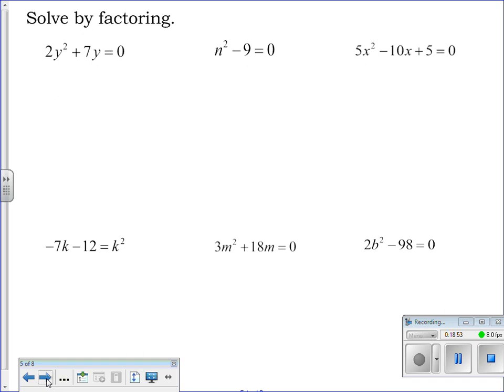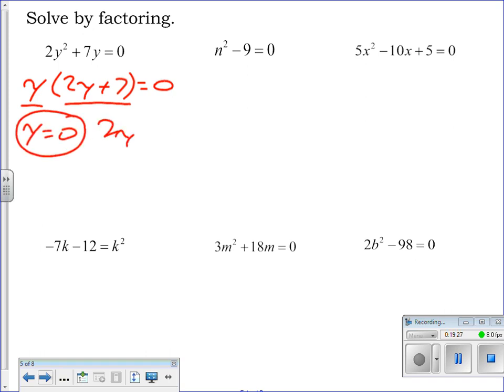Y. I get a y in every term. Factor out the common factor. Pull out a y. Y times 2y plus 7 equals 0, your greatest common factor. If you have a common factor of, let's say, y in every term, you have a variable in every term, pull it out first. And I do have 2 things to set equal to 0. I have this times this, so y equals 0. There's one answer already. And 2y plus 7 is equal to 0.